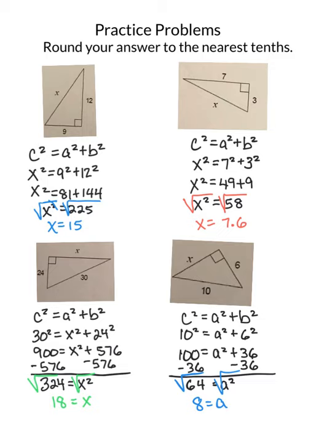So hopefully you have understood how to use the Pythagorean theorem with only a right triangle. Again, it only works with a right triangle to find the missing side.